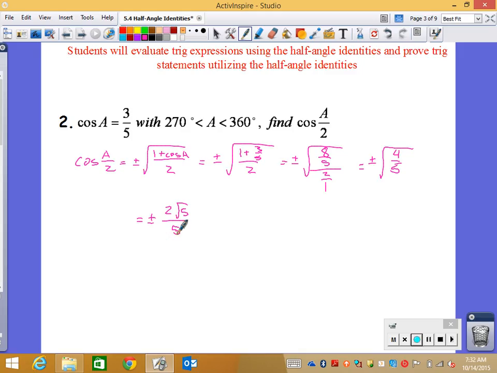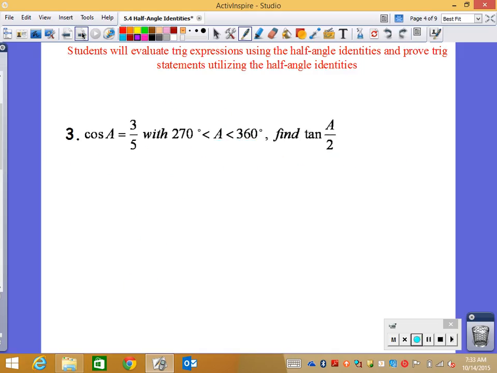Now notice again, I need to figure out positive or negative. So if I divide my full angle interval by 2 again, I get the same interval: 135 degrees less than A over 2 is less than 180. Again, in quadrant 2, and cosine is negative in quadrant 2, so my answer is negative 2 root 5 over 5. Let's do a tangent one.